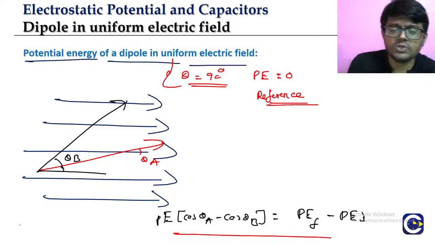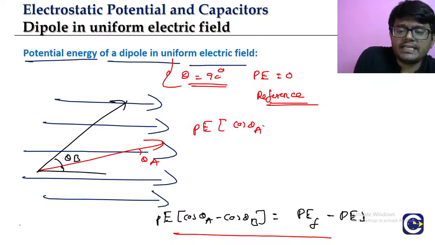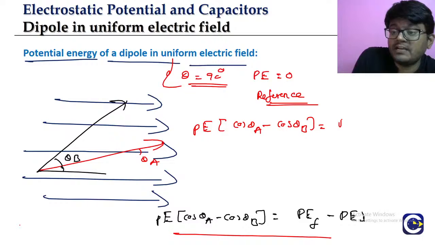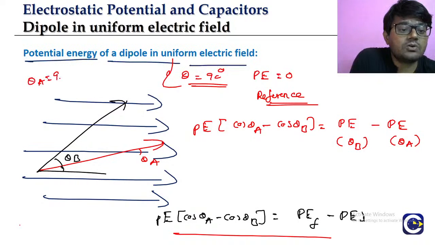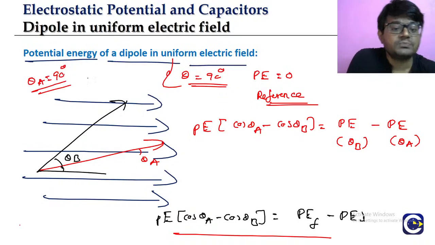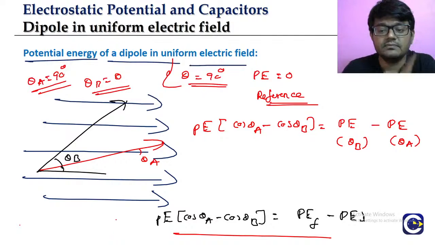Okay? So here, this is the formula we have: pE into cos theta A minus cos theta B is equal to potential energy final minus potential energy initial. Potential energy final means the potential energy at the theta B position, and potential energy initial means at the theta A position. We are going to modify the formula using that reference. So consider theta A is equal to 90, and theta B will be a general angle theta. Theta A is 90, theta B is theta. Look here.